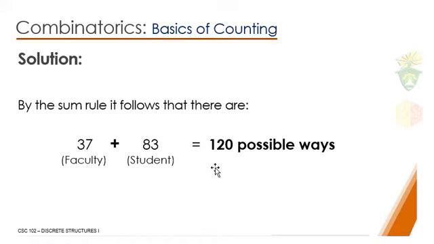So, that is the concept of the sum rule. As long as there is nothing in common between them, nothing the same, you just have to add the two, or n number of items, those ways. Okay?